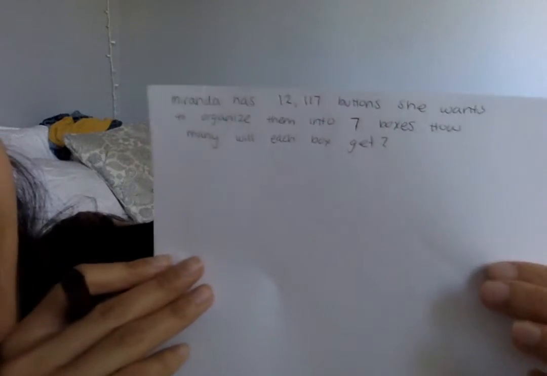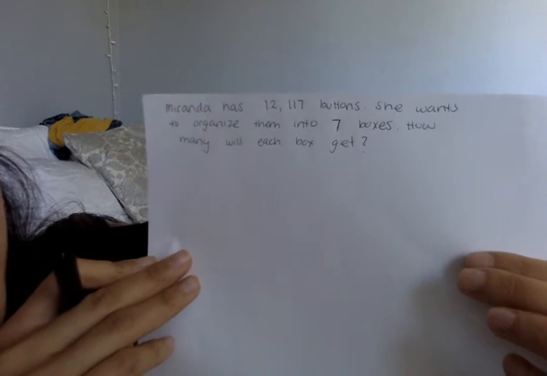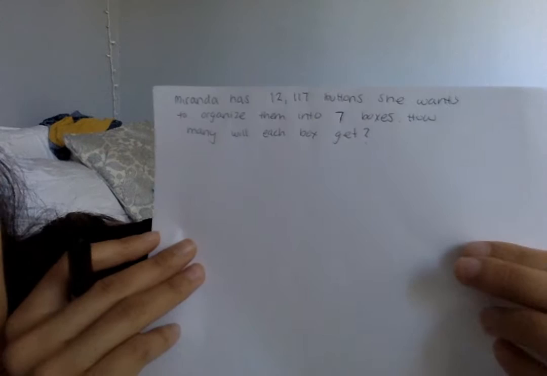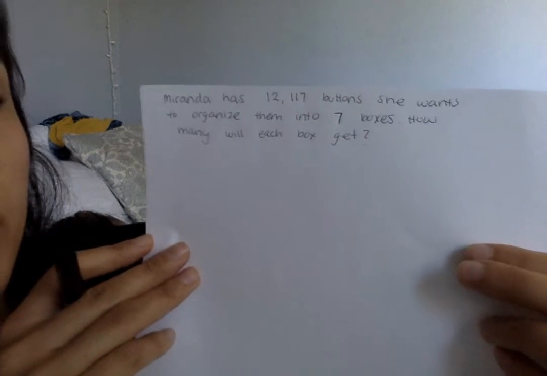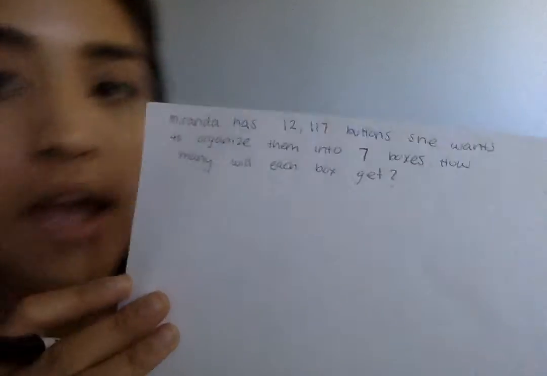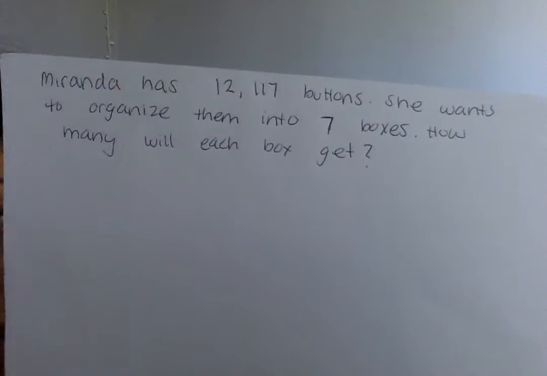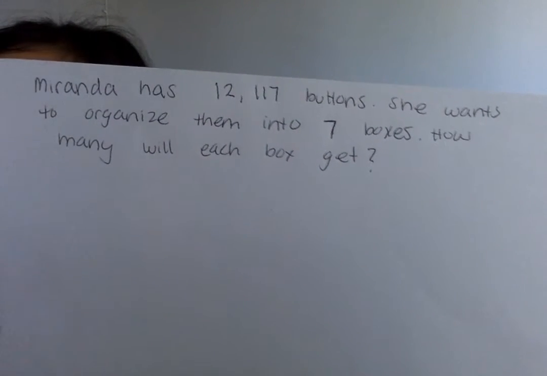Go ahead and replay this video if you didn't understand, or talk to your guardians at home. Now I will give you your example. Okay, it says here that Miranda has 12,117 buttons. She wants to organize them into 7 boxes. How many will each box get? Okay, there is your practice problem. I'll hold it steady for you in case you want to pause the video and start working on it, and I will also put it in the description bar for you to use as reference. All right, have fun with it, guys.